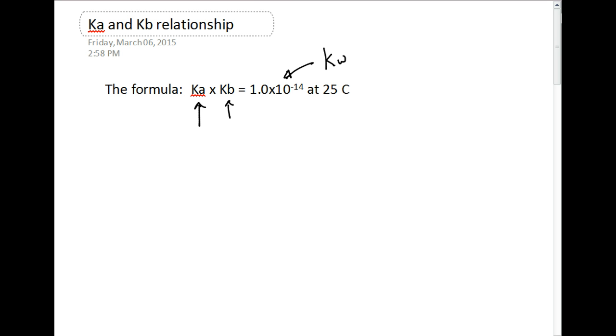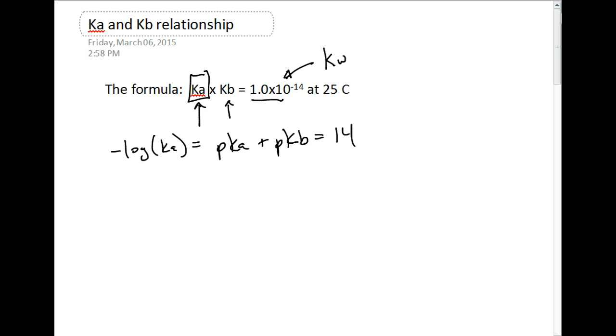But this is a formula that's very useful because oftentimes we will not be given Kb, we will only be given Ka, and so we can use this equation to solve for Kb, which is needed in a problem. I will say as a side, if we took the negative log of Ka, we would get pKa. And if we took the negative log of Kb, we would get pKb. And if we took the negative log of 1.0 times 10 to the negative 14th, we would get 14. So pKa plus pKb is equal to 14 as well, just like pH and pOH are equal to 14.